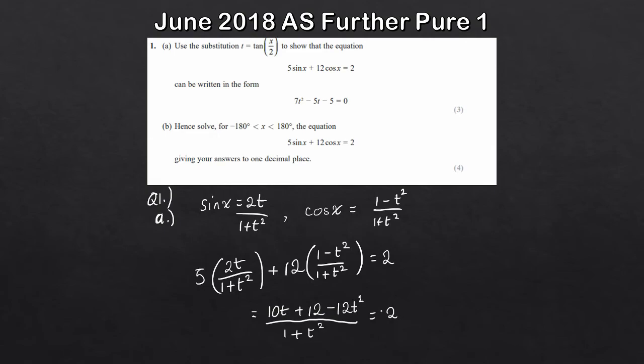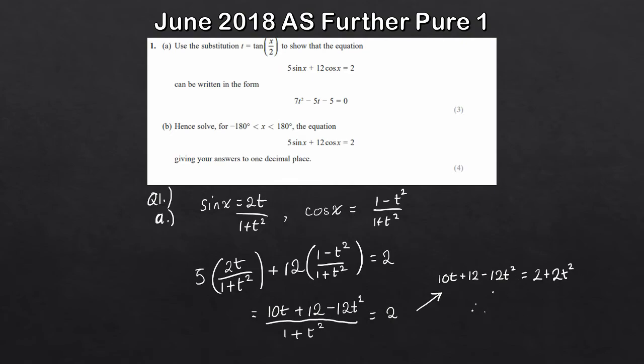Now you can subtract the 2 off and make it equal to 0. What I'm actually going to do is multiply through by 1 plus t squared. So what would that give us? I still get my 10t plus 12 minus 12t squared, and this is equal to 2 plus 2t squared. And at this stage, notice I want the t squared to be positive, so I'm going to add 12t squared onto both sides to get these t squareds positive. So everything needs to go onto this side.